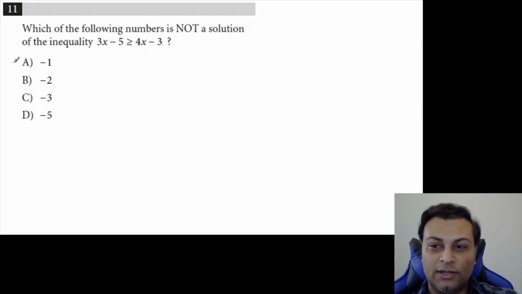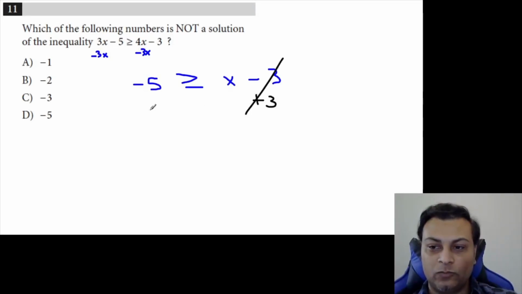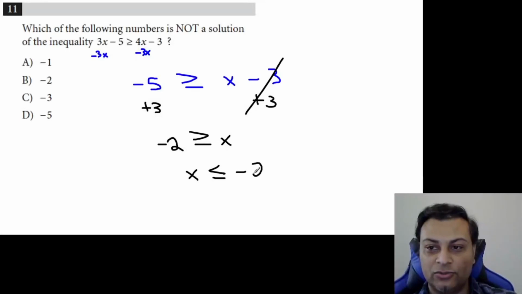So what we'll do is we'll subtract 3x on both sides. Minus 3x here. Minus 3x here. So you get negative 5 greater than or equal to x minus 3. And then you add 3 to both sides. And add 3 to here. And you have negative 2 is greater than or equal to x. In other words, x is less than or equal to negative 2. So anything that's negative 2 or less would be a solution.